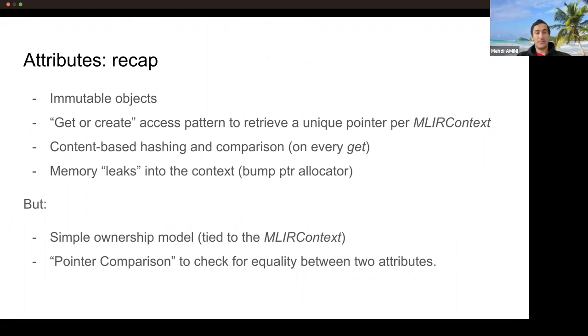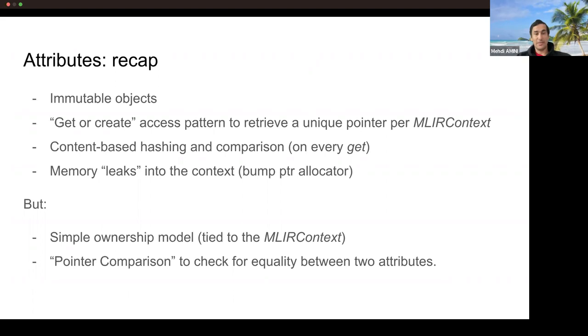And so we do this hashing and comparison on every get of an attribute that you may do. And the memory will leak in the context, meaning because it's a bump pointer allocator, if you ever created an attribute once, it will live in the context forever, until this context is destroyed, basically.